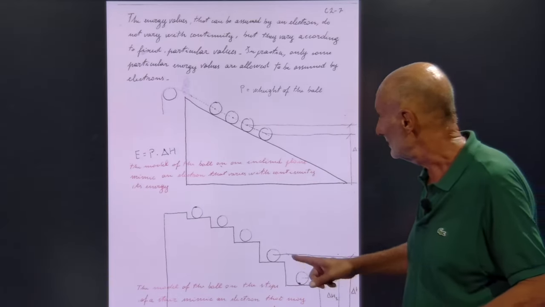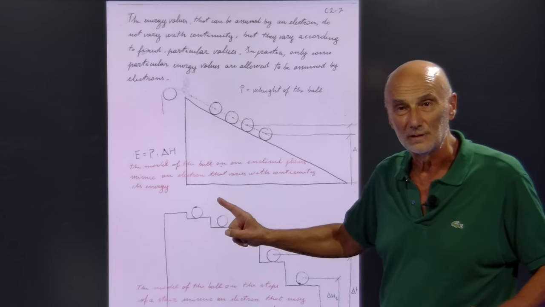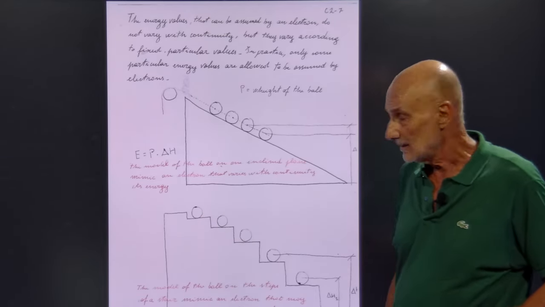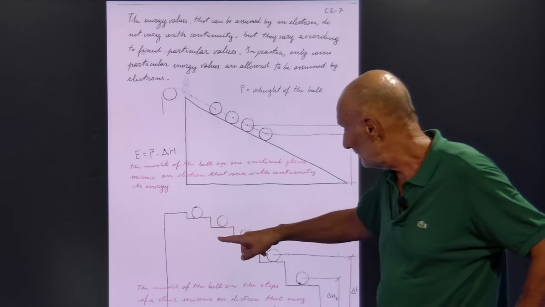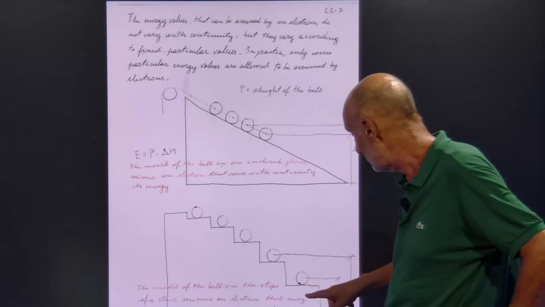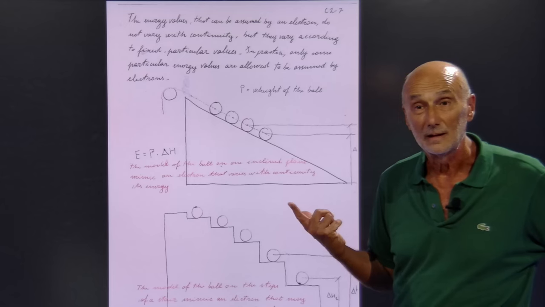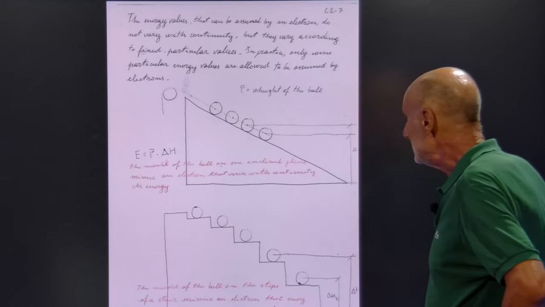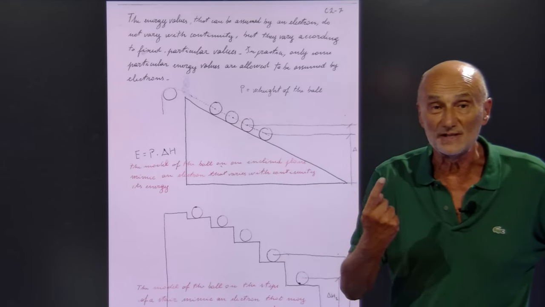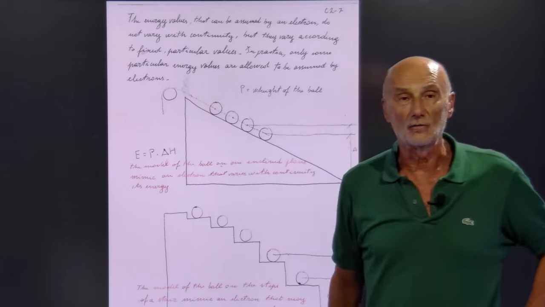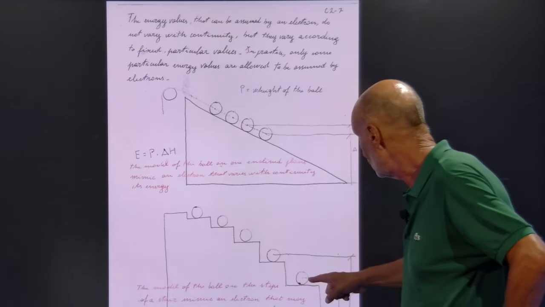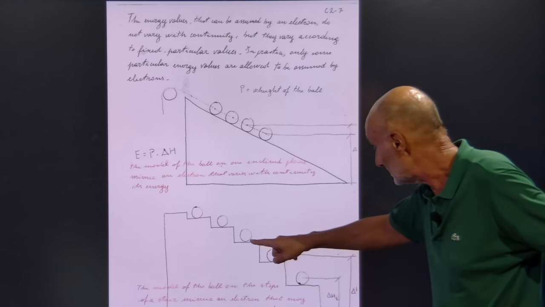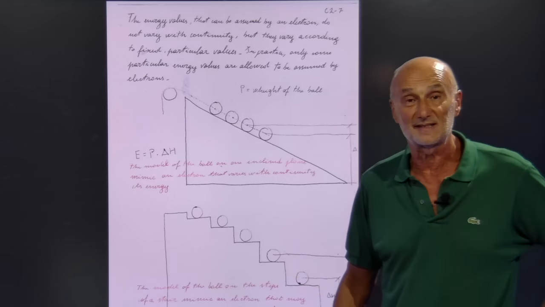Why? Look at this. An electron in one atom behaves like a balloon which is located on the step of one stair. Namely, the balloon may be on this step, maybe on this step, maybe on this step, but the balloon cannot be located between two different steps. So the energy that the balloon assumes, which is given by the product of the weight P of the balloon and the difference of level between the balloon and the reference plane, you can stay here, you can stay here, but you cannot stay between two different steps.